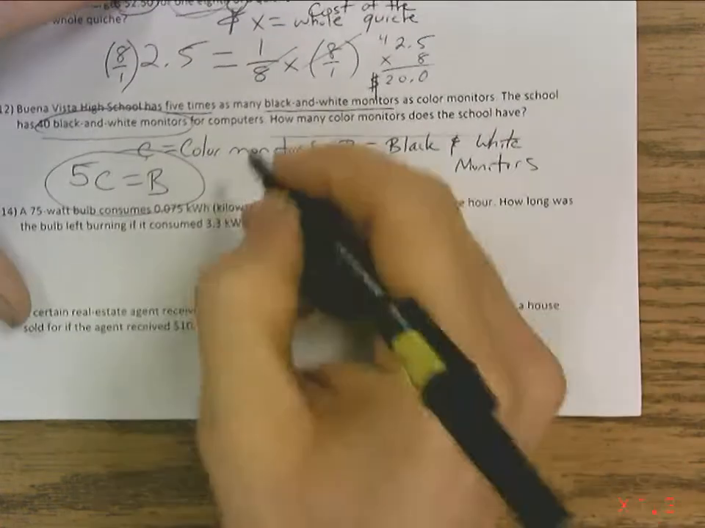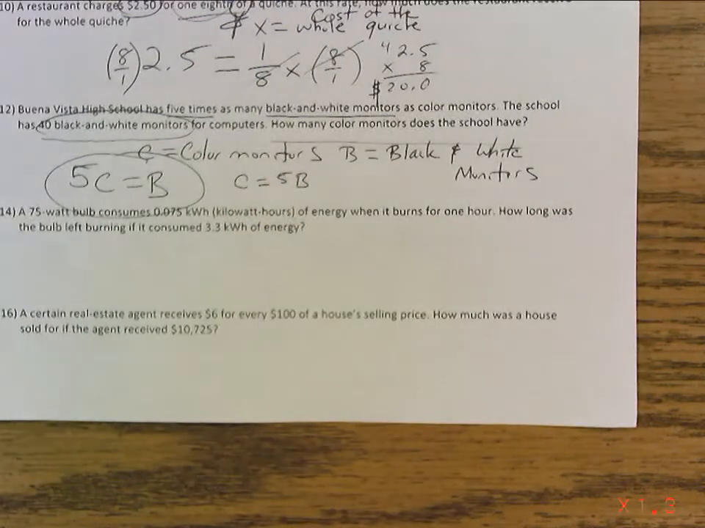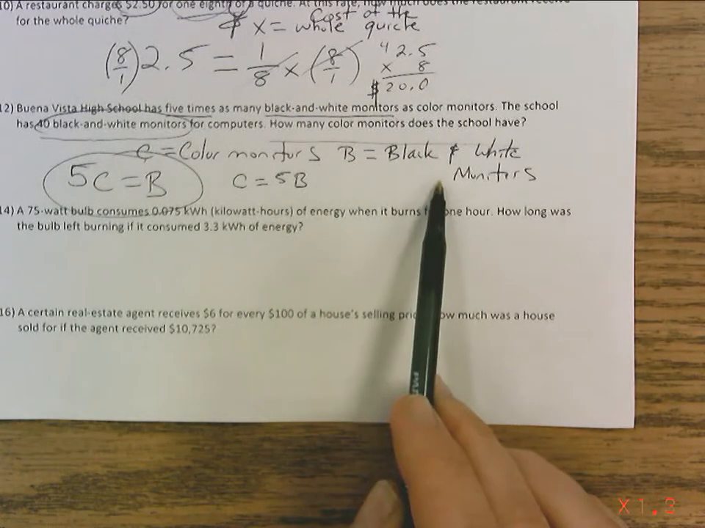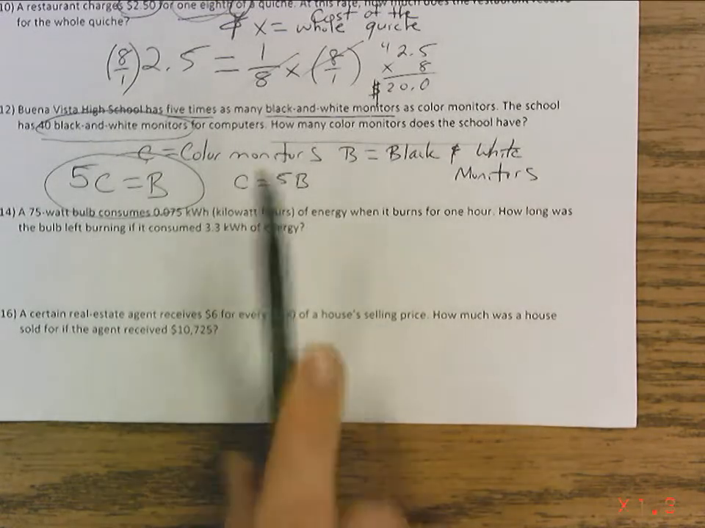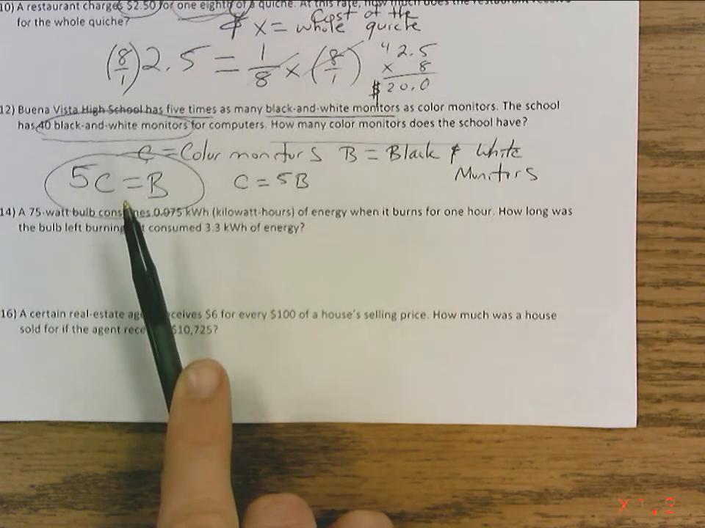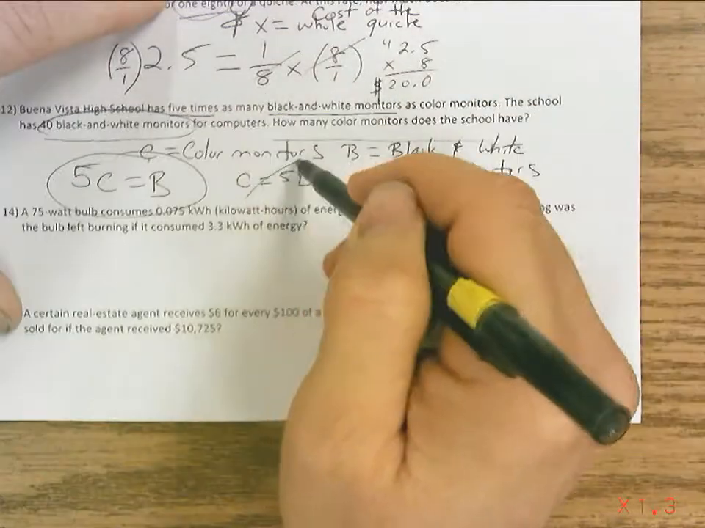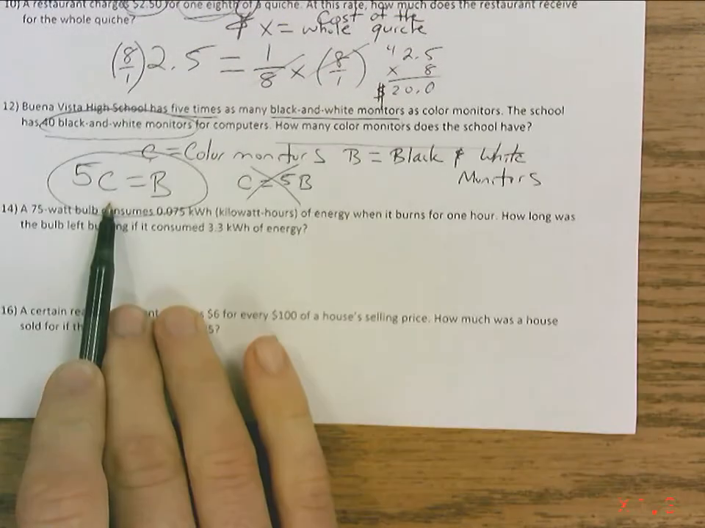So you're saying it like this. If we multiply 5 times the black and white monitors, will that equal the color monitors? No. What do you guys think? Which one's right? That one? This one? Yep, you guys are right. So let's cross that one out. We want this one on our paper. If you multiply the color by 5, it's going to equal the black and white.